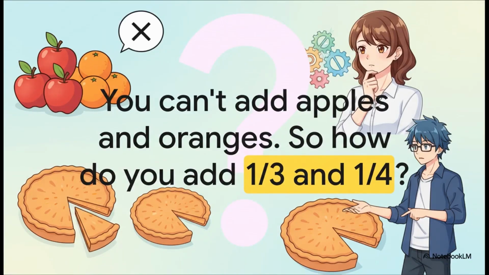Think about it like this. You can't add apples and oranges, right? If you have 1 apple and 1 orange, you don't have 2 apple oranges. It's the same with fractions. A third is a totally different size slice of the pie than a fourth. You can't just mush them together and call it a day.